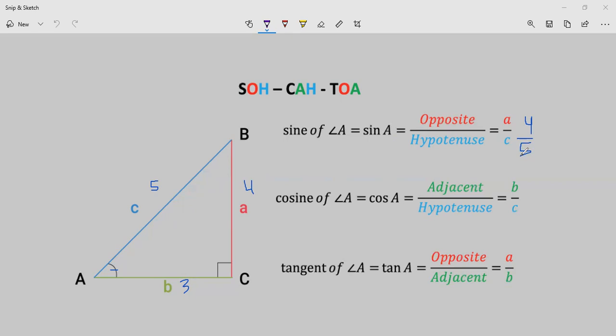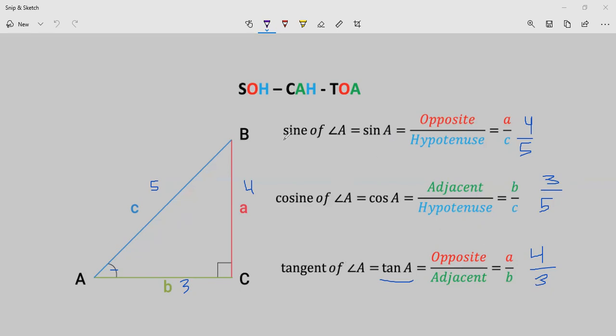Now, what about the cosine of the angle? Cosine equals adjacent over hypotenuse. Adjacent, which is 3, over hypotenuse, which is 5. Now, tan of the angle A is opposite over adjacent, which is 4 out of 3. From these basic rules, you can find about 9 rules.